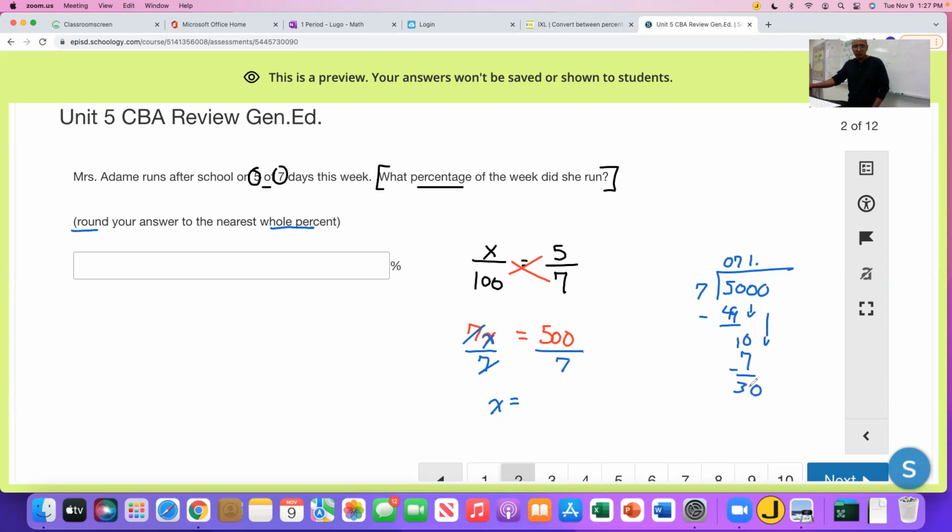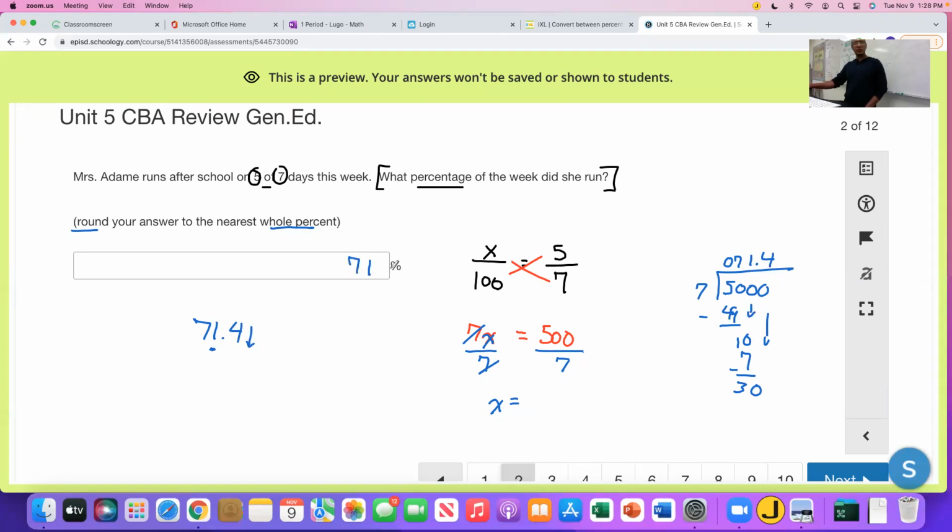After putting down the decimal, 7 goes into 30 four times. And I'm going to stop right there because, again, I'm rounding to the nearest whole percent. So I'm left with 71 and 4/10. From here, since I'm rounding to the nearest whole percent, I need to see what the 4 makes me do. The 4 makes me stay there. So my final answer is going to be 71.